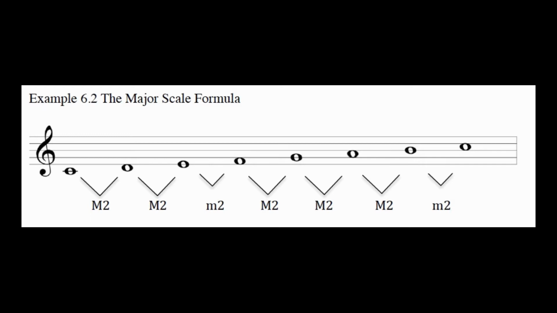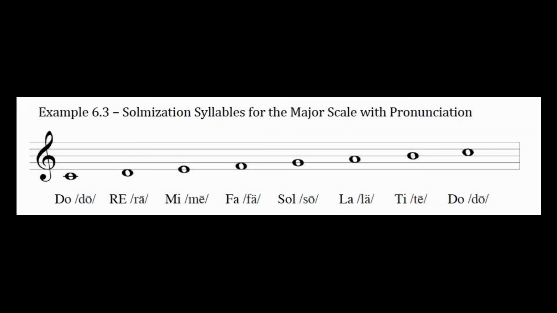When you sing the major scale, you should be able to hear that the distance your voice moves when singing a minor second is smaller than the distance it moves when singing a major second. To sing pitches, we use a system called Solmization, in which each pitch is assigned a syllable. Do, re, mi, fa, sol, la, ti, do.